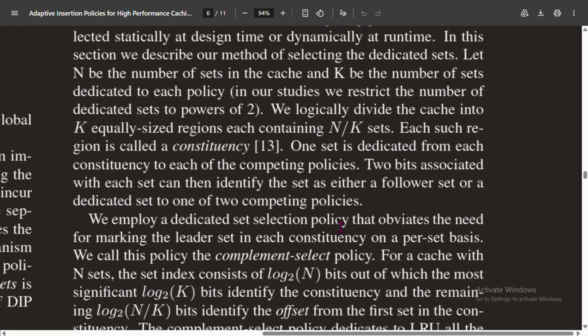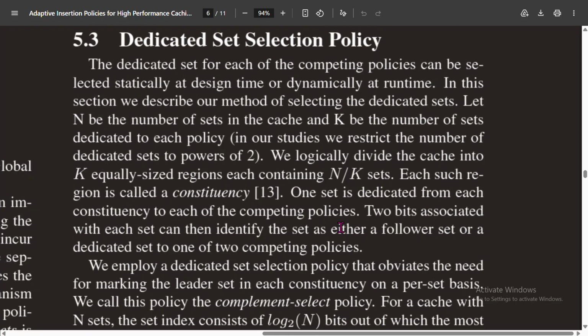Dedicated set selection policy. The dedicated sets for each of the competing policies can be selected statically at design time or dynamically at runtime. In this section, we describe our method of selecting the dedicated sets. Let n be the number of sets in the cache and k be the number of sets dedicated to each policy. In our studies, we restrict the number of dedicated sets to powers of 2. We logically divide the cache into k equally sized regions, each containing n by k sets.